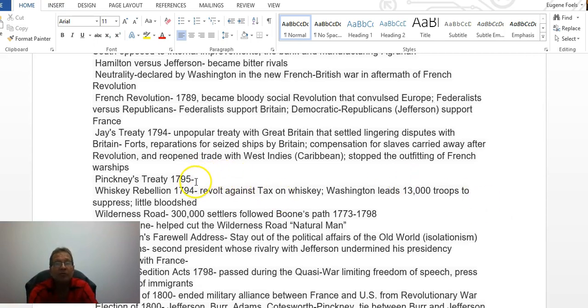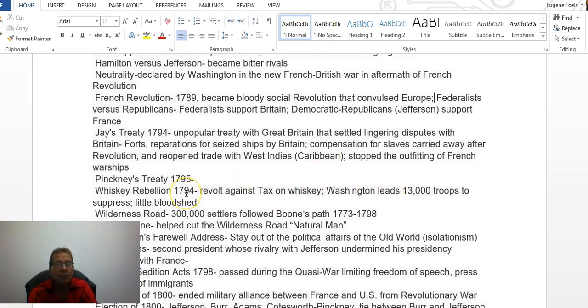Pinckney's Treaty was very popular. It helped to reestablish trade with the Caribbean, and it also settled some of the problems with Florida for a time before Secretary of State Adams will finally completely solve that in the Adams-Onís Treaty of 1819. But at this time, they made a clear boundary between Spanish Florida and Georgia.